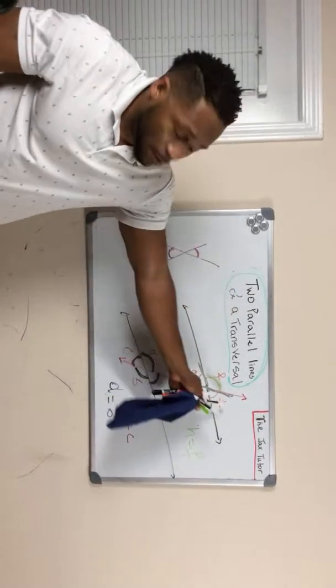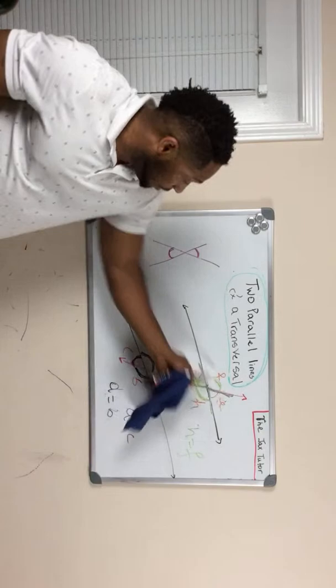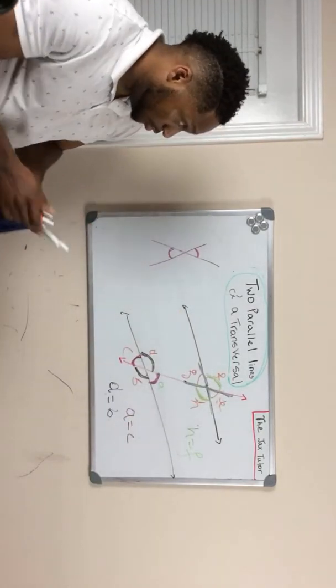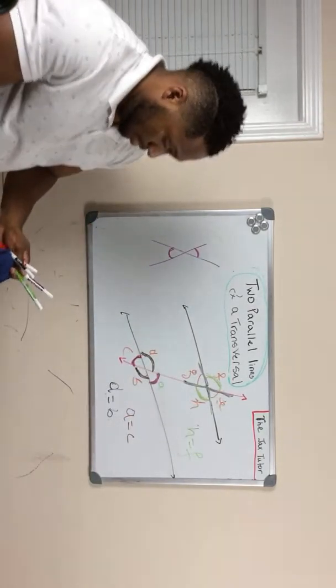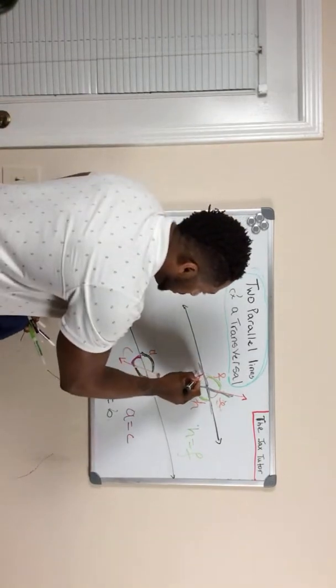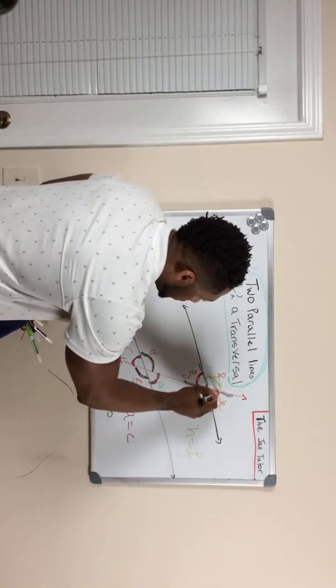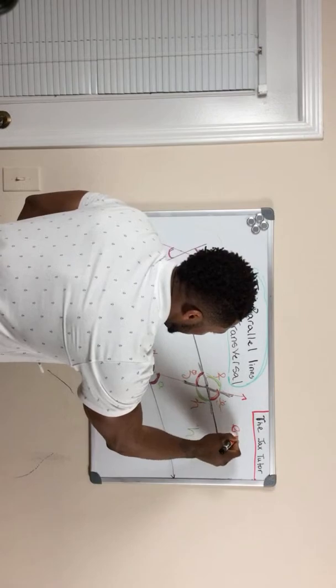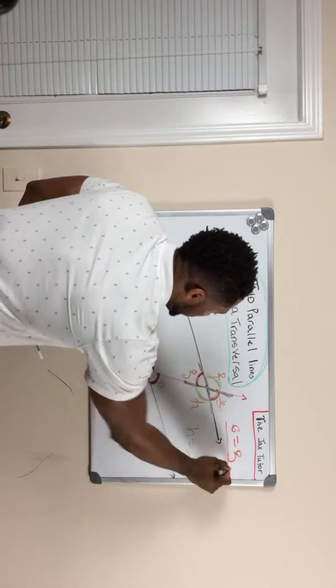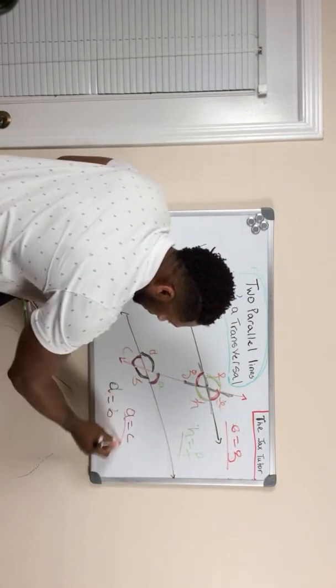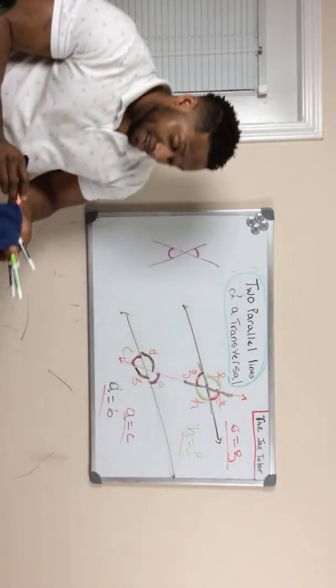Now we're left with these two. E and G are equal to each other too. According to what we said, E and G are vertical angles. So G and E are also vertical angles. So we have 4 sets of angles that are equal.